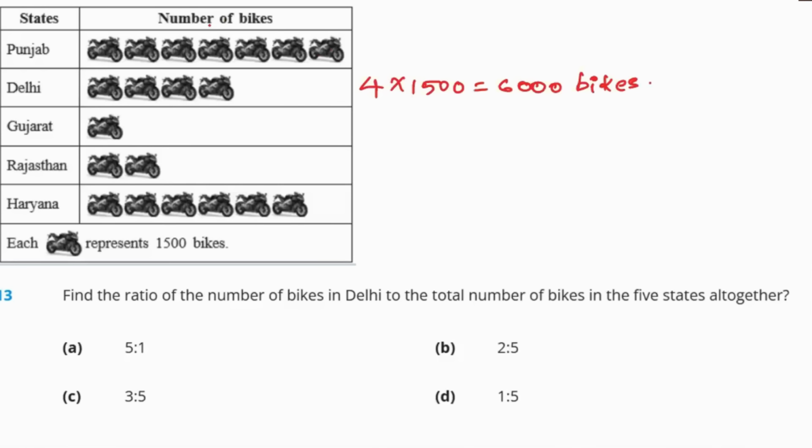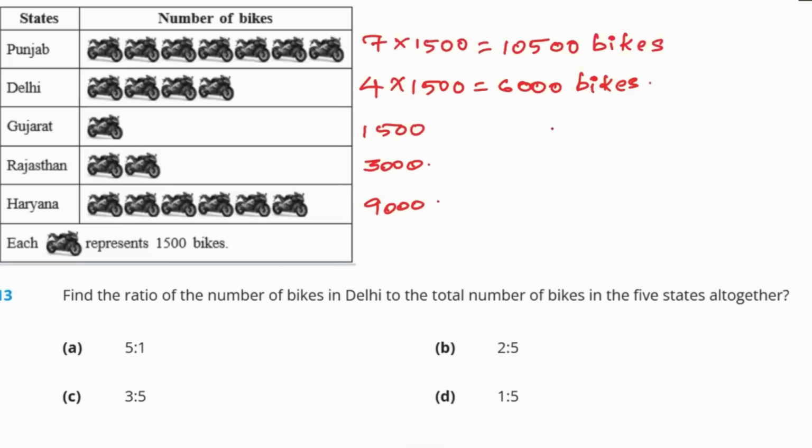And we have to find out the total number of bikes. Okay. So in Punjab, 1, 2, 3, 4, 5, 6, and 7. Okay, 7 is there. So 7 into 1,500, we will get 10,500. 10,500 bikes are there in Punjab. And in Gujarat, only 1,500. And in Rajasthan, 3,000: 1,500 into 2, so 3,000. And in Haryana, 1, 2, 3, 4, 5, 6: 1,500 into 6, that is 9,000 bikes.